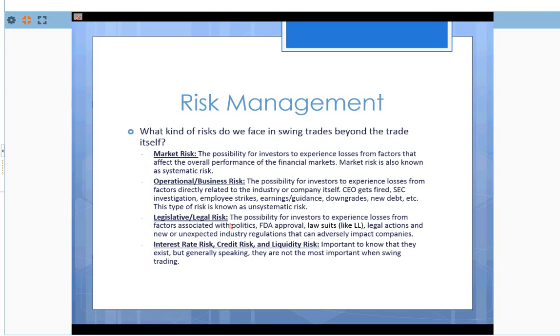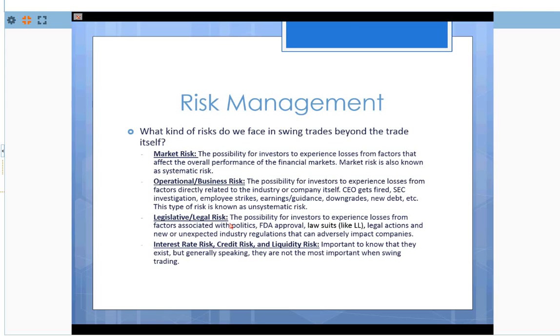Market risk is probably the biggest influencer of trades. It's the possibility for investors to experience losses from factors that affect the overall market performance. Market risk is also known as systematic risk. We saw market risk in play today with the Fed meeting announcement about interest rates. You saw it move the market. If it was bad news, the market would have tanked and sold off. It wouldn't have shot up for the rest of the day. It would have gone down. That is market risk, and that would have affected any of our swing trade positions.